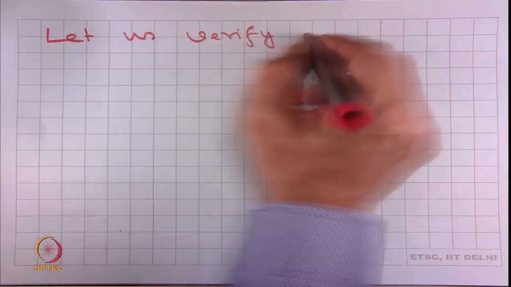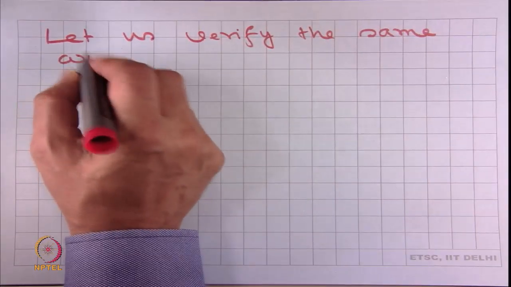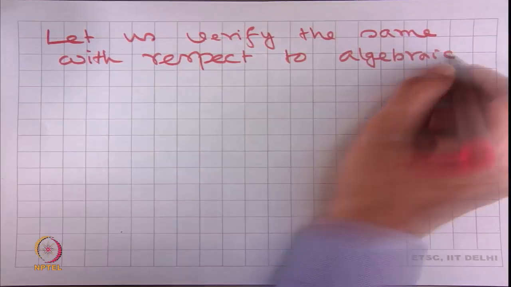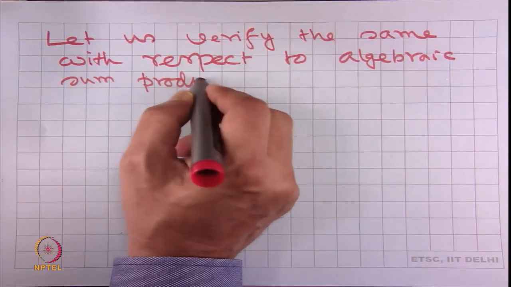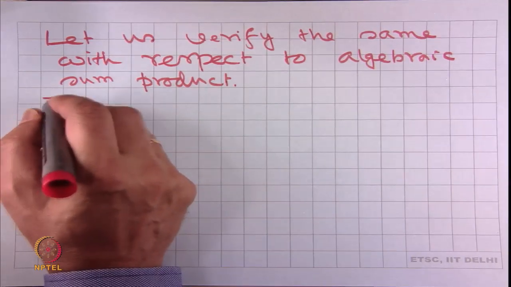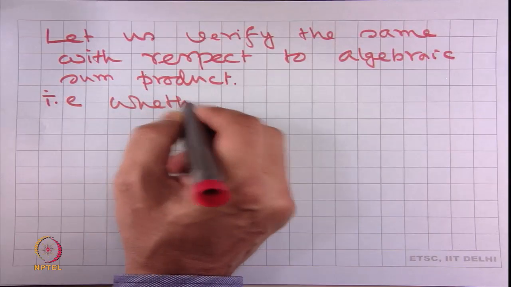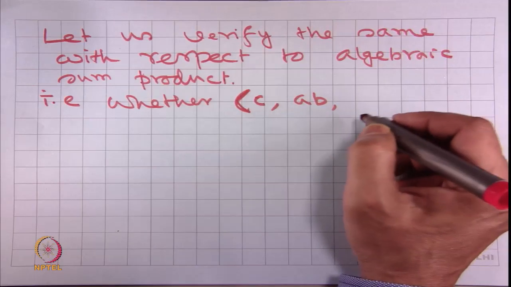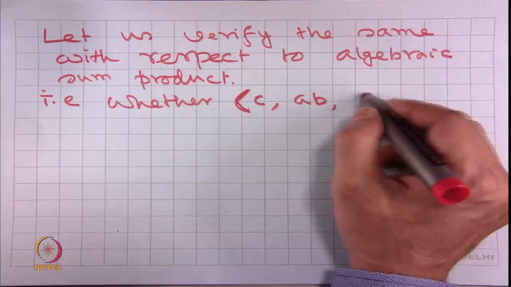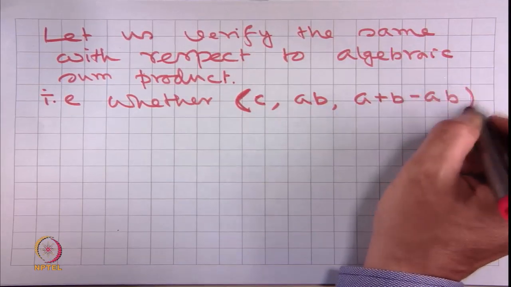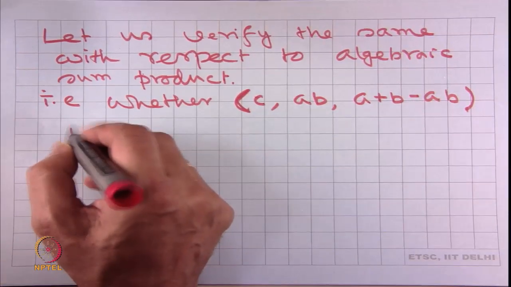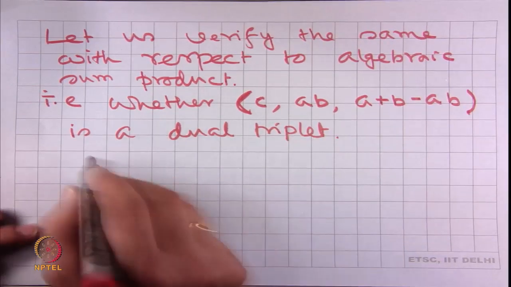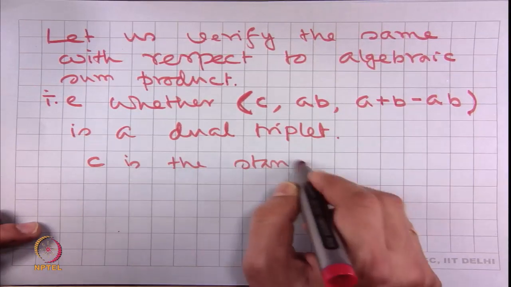Let us verify the same with respect to algebraic sum and product, that is, whether C, with minimum being A B, the algebraic product, that is the intersection, and union equal to A plus B minus A B. Therefore, we want to check whether this triplet is a dual triplet. Mind you, C is the standard complement.